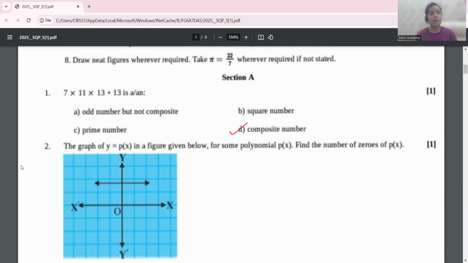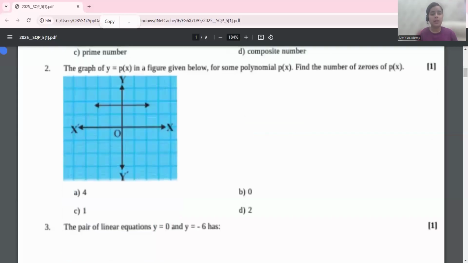Option number D. Going to the next question, the graph of y is equal to p(x) is the figure given below. Find the number of zeros. Now, the number of zeros is the number of points where the x-axis has been cut. This particular graph does not cut the x-axis at any point. So the answer is option number B, 0.